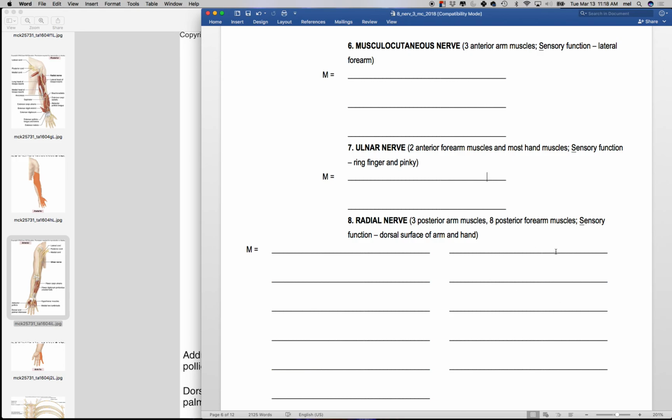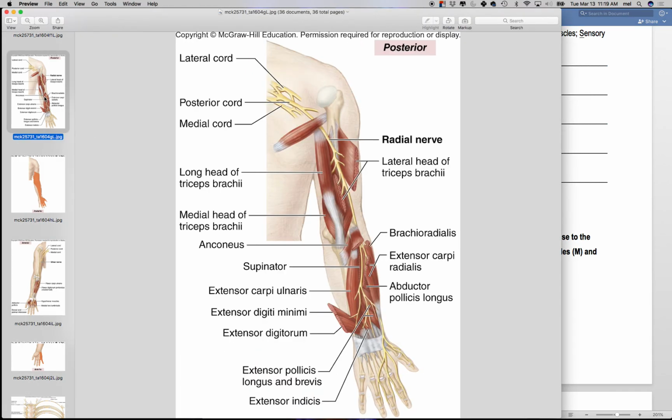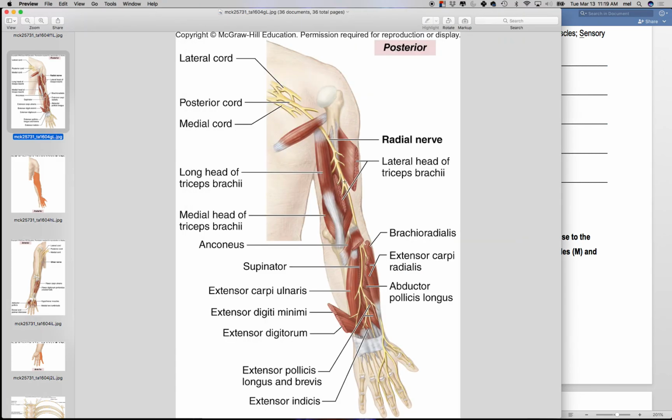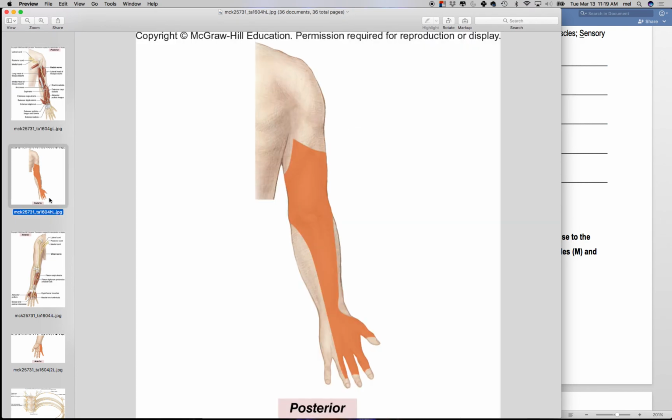Okay, you do you. And then the last one that is in this plexus is the hardest one because it innervates everything left in the arm, and it's the radial nerve. I'm not going to list these out for you, but let me show you what it does with our last few minutes. The radial nerve is doing almost the entire back of the arm and forearm. Okay, so the radial nerve does 3 posterior arm muscles, 8 posterior forearm muscles. Yeah? And it also does almost the entire back of the arm all the way down to the hand for sensory function.